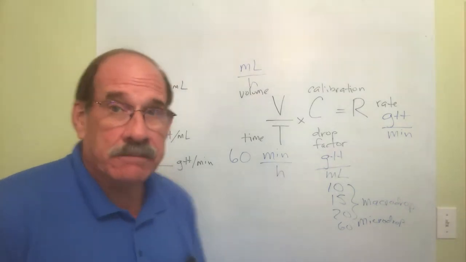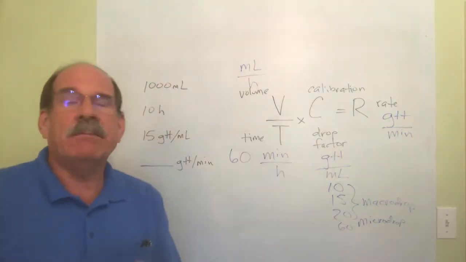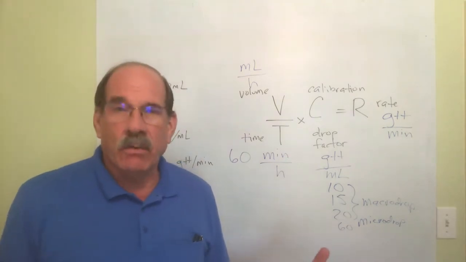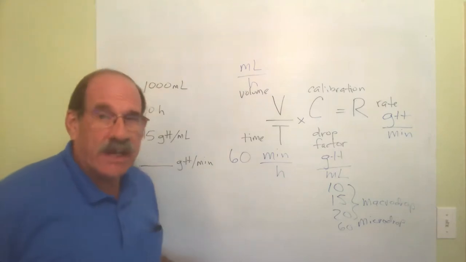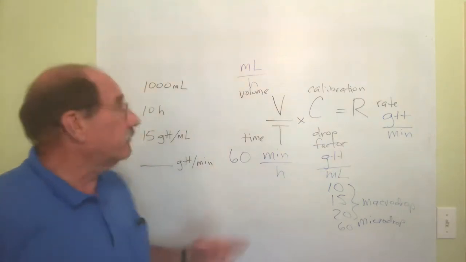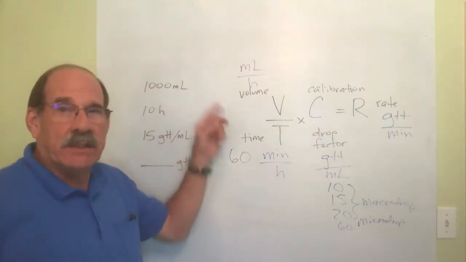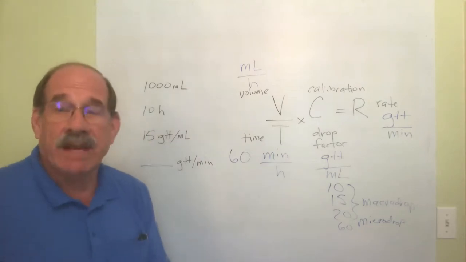Let's start simple with this. Now, it can be worded in a dozen different ways, but here's the gist of what you may be told. You're told, in this case, how much IV fluid you're going to give. Let's give 1,000 milliliters in that bag, okay? A 1,000 milliliter bag of IV fluid.